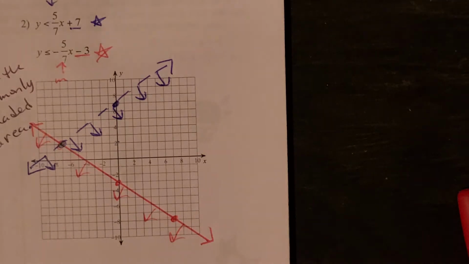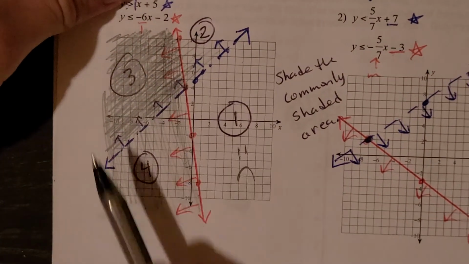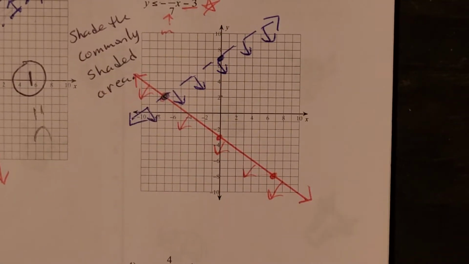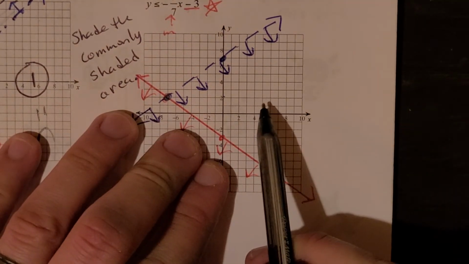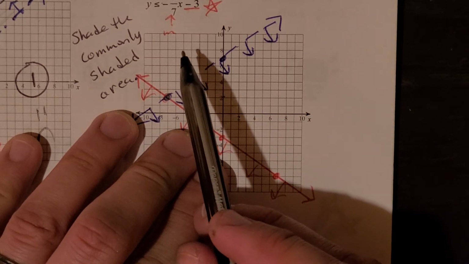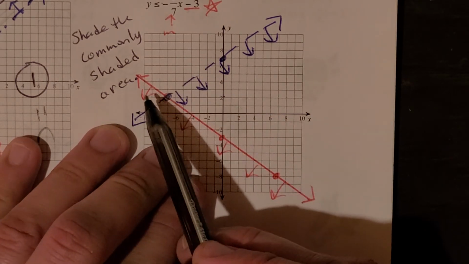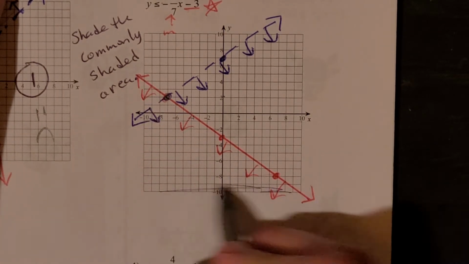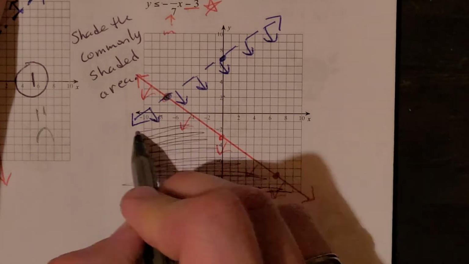Okay, now here's how I would do this if I were you. Instead of, like we did with number 1, labeling them 1, 2, 3, 4 and then shading again, saying this is a commonly shaded area, I'm just going to look at my arrows. I'm going to say, does this section have arrows pointing at it from blue and red? No. Does this section have arrows pointing at it, blue and red? No. What about this teeny section? No. What about this section right here? Yes. So this is my answer.